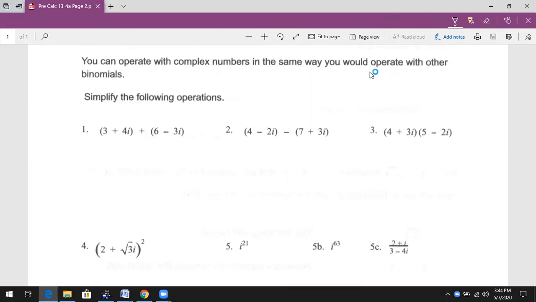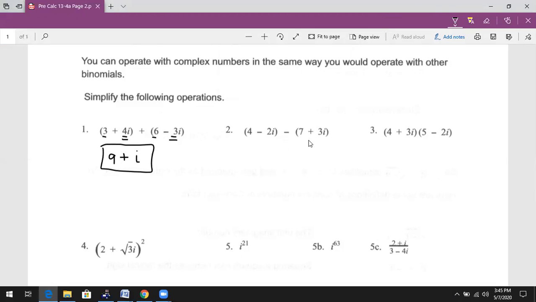You can operate with complex numbers in the same way you would operate with other binomials. Simplify the following operations. If I had this complex number 3 plus 4i and I wanted to add to it this one, 6 minus 3i, I'm essentially going to combine the real parts and get 9, and then combine the imaginary parts. 4i minus 3i is 1i, because it's 1. I'm not going to write the 1 in front. Now my answer is in a plus bi form, so always put the real part first.